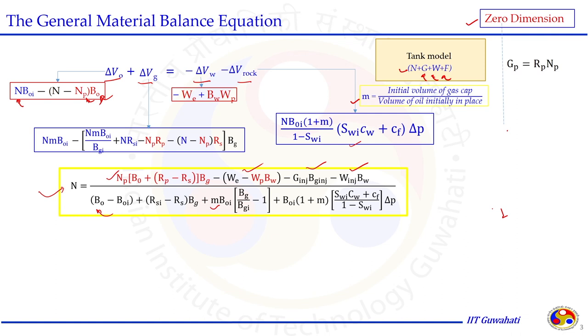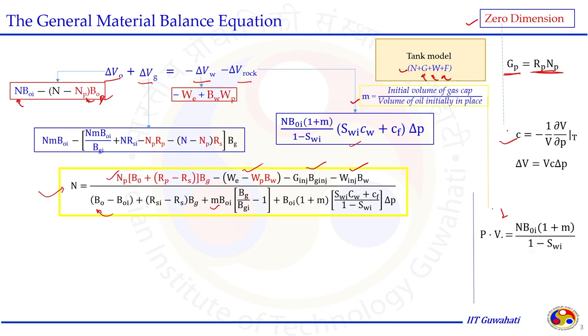Another expression we obtained for the same considers the cumulative gas produced to the surface with respect to the cumulative oil produced to the surface with the help of Rp, the cumulative gas-oil ratio. The compressibility factor is included in the expression, knowing the definition of the isothermal compressibility coefficient. Similarly, the pore volume that we discussed in the last class is included in this expression to account for the change in the pore volume occupied by the water and the rock expansion during the production process.